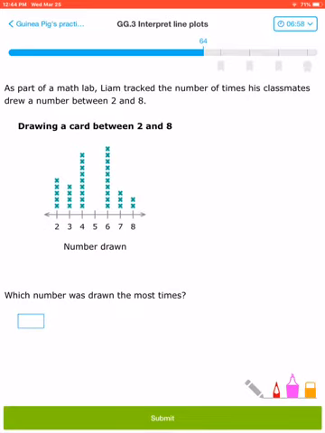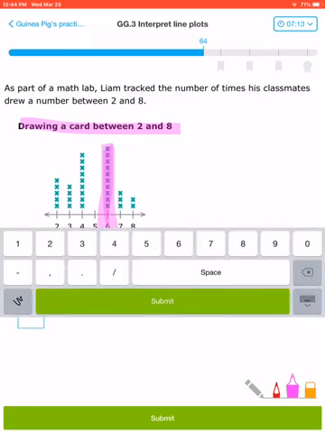Which number was drawn the most times? So the number with the most X's would have been drawn the most. It doesn't ask me to count the X's. It just wants to know which number it was because they drew cards. The 6 card got picked the most because it has the most X's.